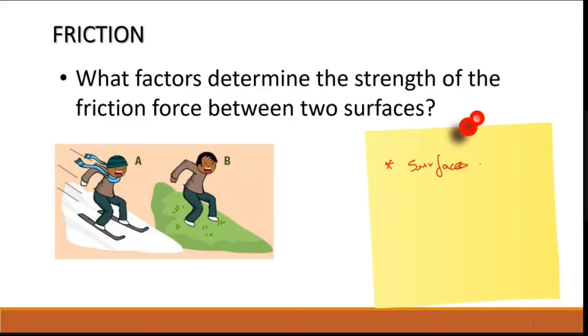So what are the surfaces which are in contact? Based on that, it will change. Then any other factor? Force. Yeah, force. What is the amount of force or weight which is acting on a particular object? Then type of surface, sir. Yeah, type is what is indicated here. Instead of type, you can say in other words, roughness. Yeah, so it is roughness.